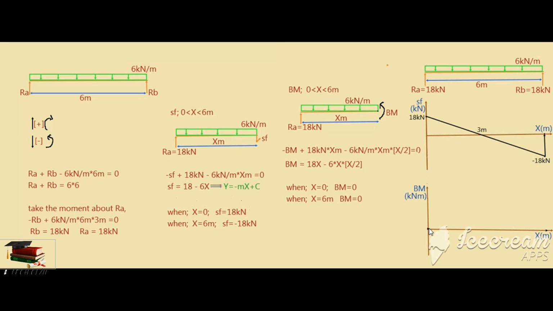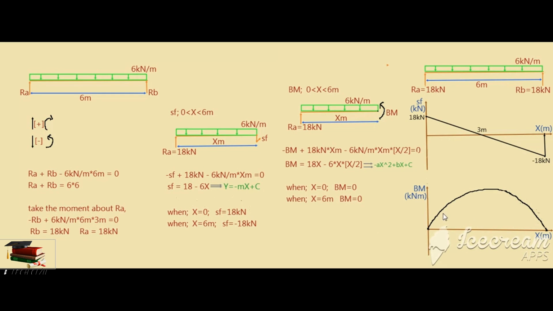Again we have the problem of how to connect these 2 points. Is this a straight line or a curve? Again we can look at the expression. This is like ax square plus bx plus c, with a minus sign on the x square term. So we know it is a curve, and due to this minus mark it is an upward curve. I can draw it like this. We have drawn the shear force and bending moment diagram.